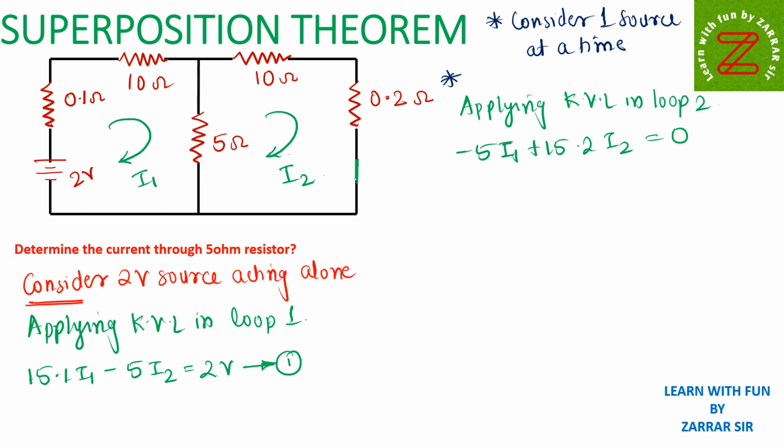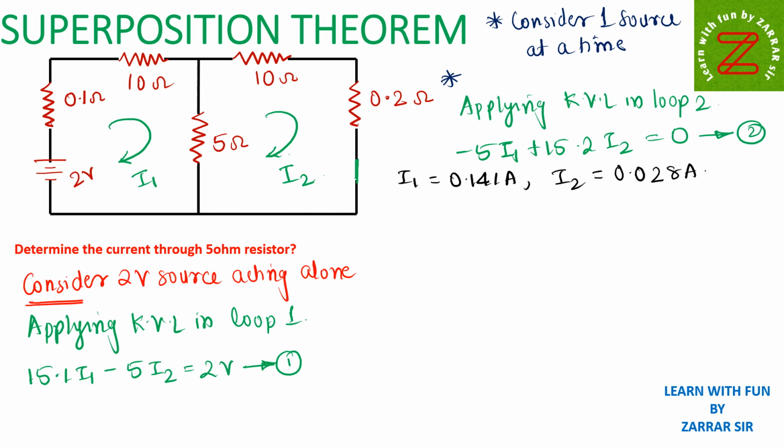Now you have two equations and two unknowns, and if you solve them using simultaneous equations, you will get the values of I1 and I2. I'll directly write the values. You will get I1 over here as 0.0141 ampere, and I2 over here as 0.0028 ampere.